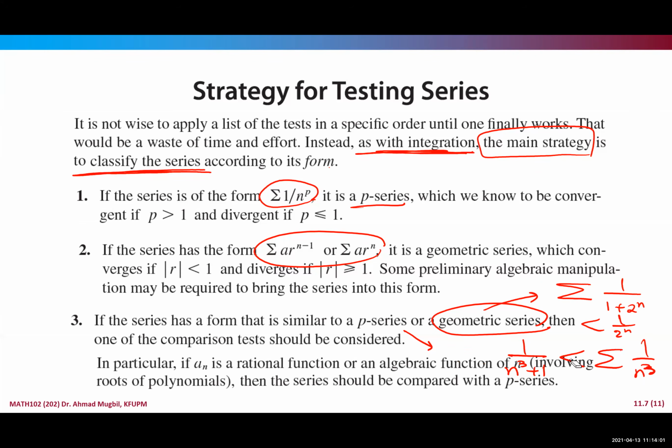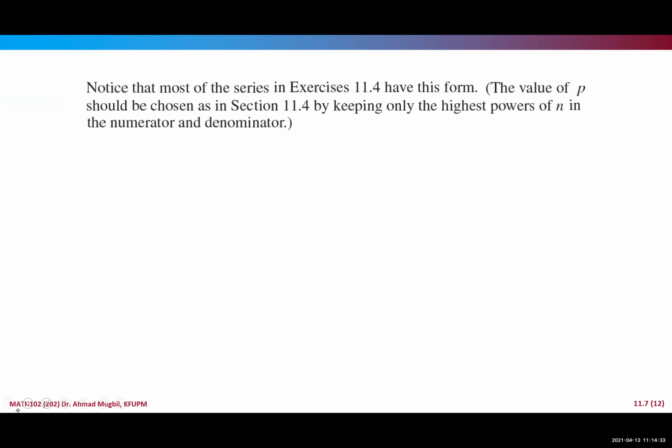And when you compare, be careful, ya Shabab, in particular if the nth term is a rational function or algebraic function. Rational function means polynomial over polynomial. Algebraic means it involves roots of polynomials, like square roots. Then the series should be compared with a P series. This is a very important one. If you have a rational function or algebraic function, compare it with a P series.